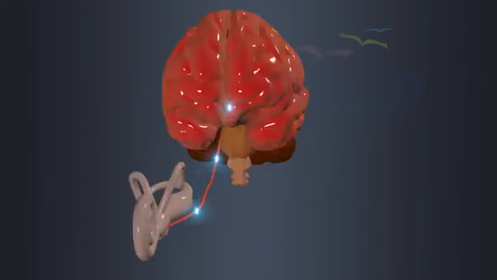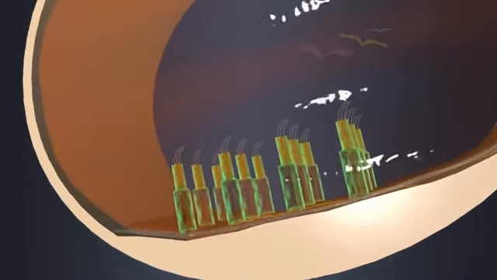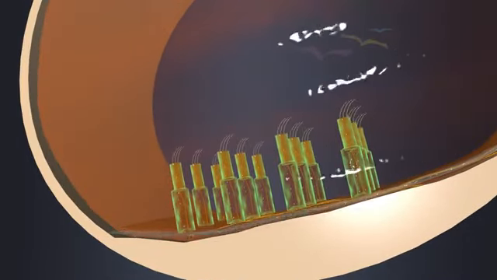There are three semicircular canals and two vestibules in the inner ear, which are filled with perilymph fluid and contain hair cells which help to balance the body.